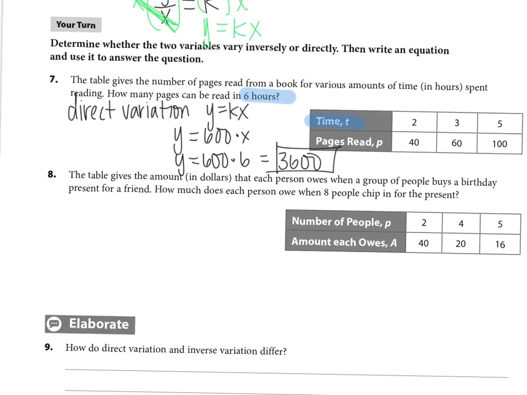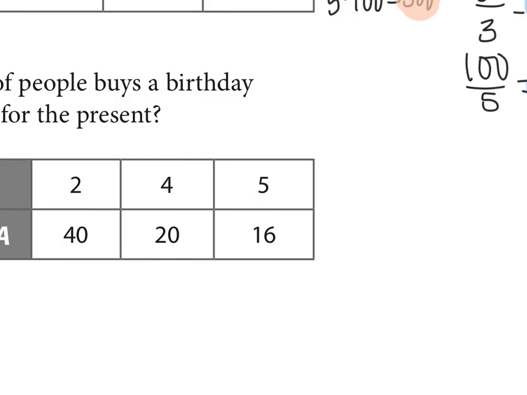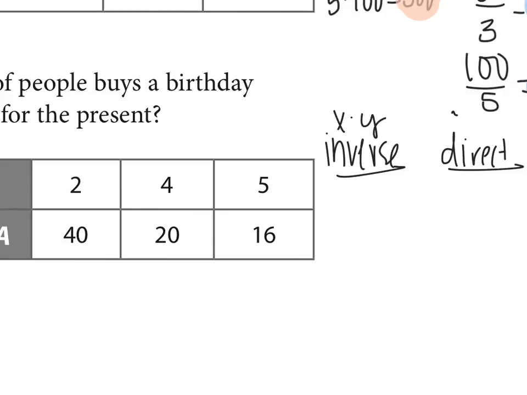Problem 8, the table gives the amount in dollars that each person owes when a group of people buys a birthday present for a friend. How much does each person owe when 8 people chip in for the present? So again, the first thing I need to figure out is, is this inverse variation or is this direct variation? So inverse means I need to multiply, direct means I need to divide y by x.